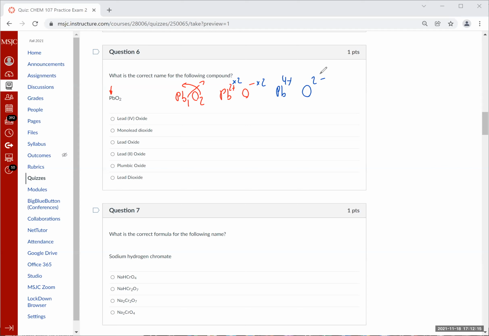Okay, so now that we have the charge for lead, we name this variable charge transition metal containing compound by writing the name lead. We then specify the charge in Roman numerals, in this case using the Roman numerals for 4. Finally, we write the name of our non-metal, changing the ending to IDE. So this would be lead 4 oxide, which would be this first response. Any questions on this example?